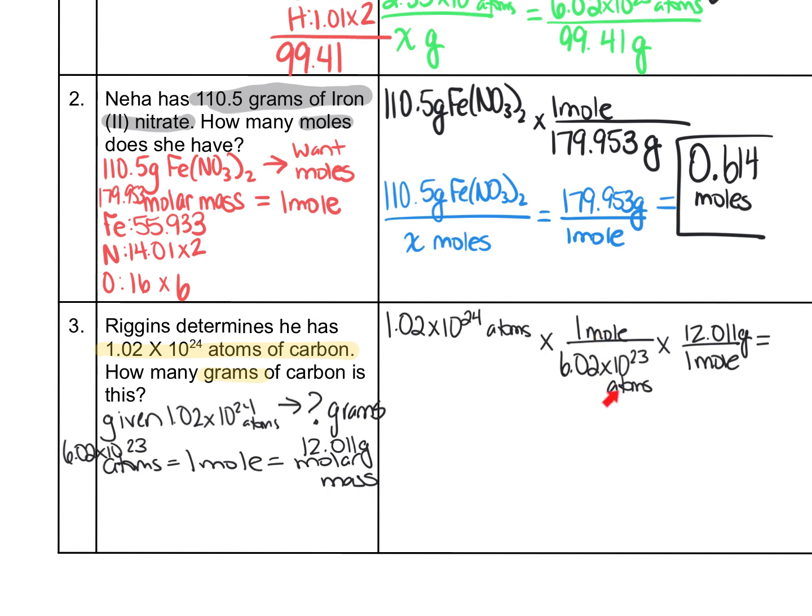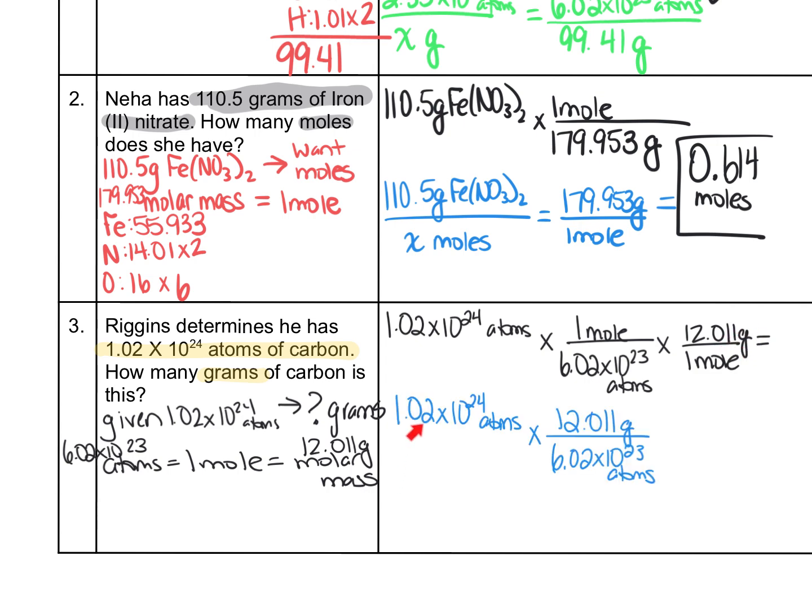Atoms, I know 1 mole is equal to 6.02 times 10 to the 23rd atoms. Atoms goes on the bottom so that I cancel out atoms. Then my next step is going to be using the relationship that 1 mole is equal to the molar mass. I'm going to put 1 mole on the bottom, and since I want to find mass, my molar mass is going to go on the top.